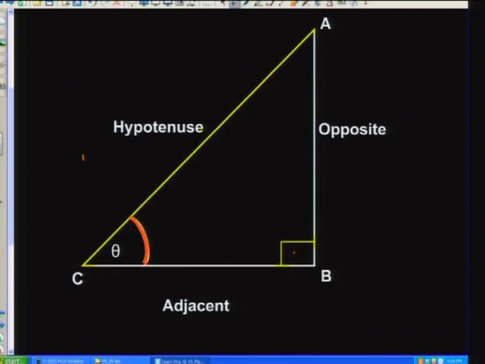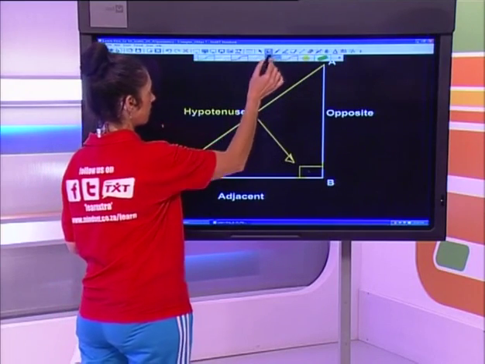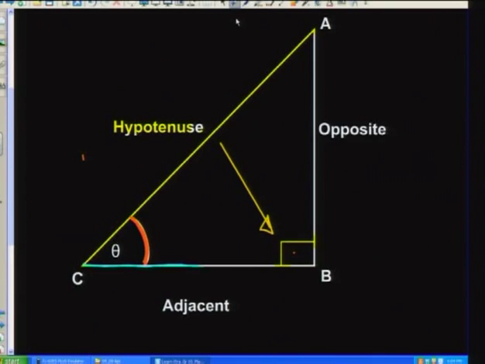Now, the side that is opposite the right angle, because it's opposite the right angle, already has a special name. It's already called the hypotenuse. So the side that's opposite the right angle is the hypotenuse. But now, if I have angle theta at vertex C, then this length that is creating this ray of theta is going to be called the adjacent. Adjacent simply means next to, so it's the side next to theta.